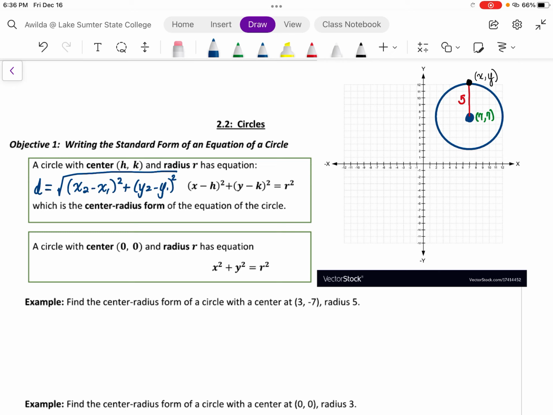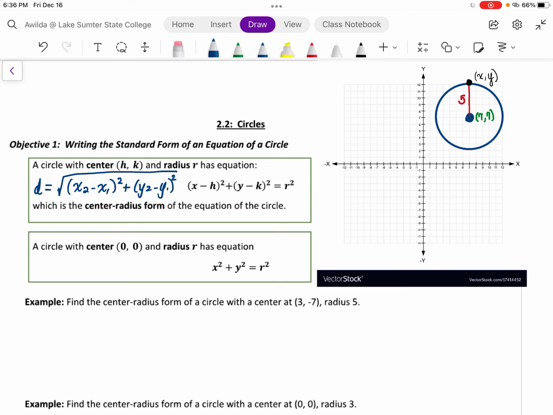In this example that I have drawn in advance, we have a circle centered at the ordered pair 7, 7, and with a radius of 5. If we were to apply the distance formula to the point 7, 7 as one of the endpoints of that segment, and x, y as the other endpoint of the segment, we would say that the distance between these 2 points is equal to 5.